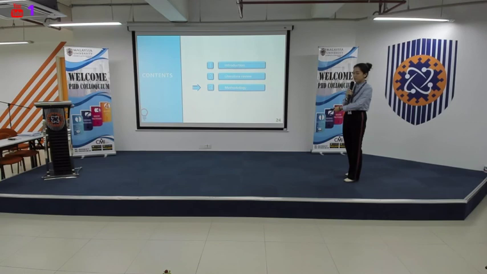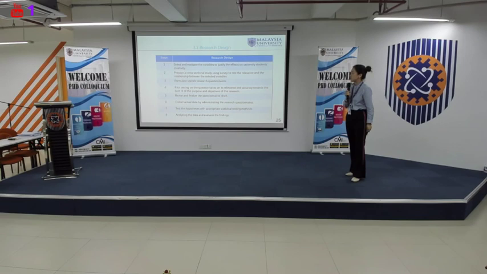And chapter three, I will introduce the methodology. First, I want to introduce the research design. There are eight steps. The first one, select and evaluate the variables to justify the effect on university students' creativity. And secondly, prepare a cross-sectional study using survey to test the relevance and the relationship between the selected variables.